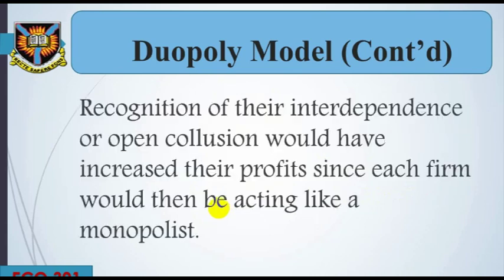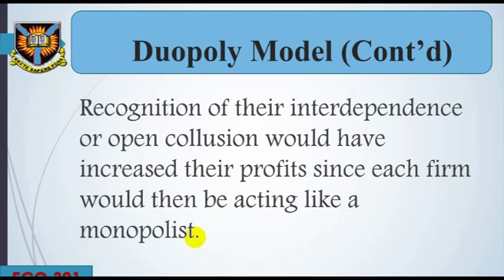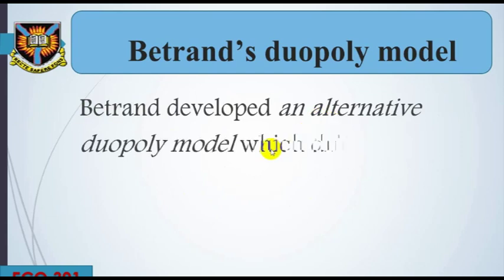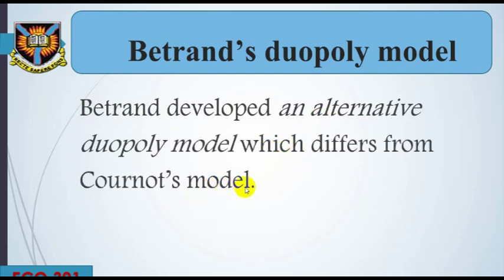Recognition of their interdependence or open collusion would have increased their profit, since each firm would then be acting like a monopolist. The Cournot solution is of limited use, since it assumes that each firm has identical product and identical costs. Bertrand developed an alternative duopoly model which differs from Cournot's model.